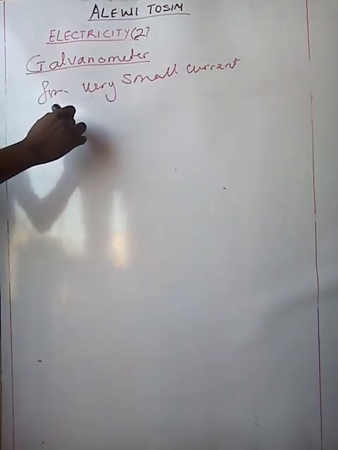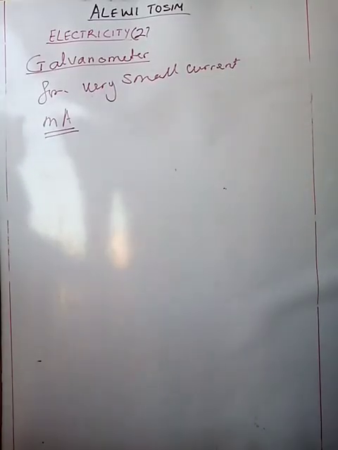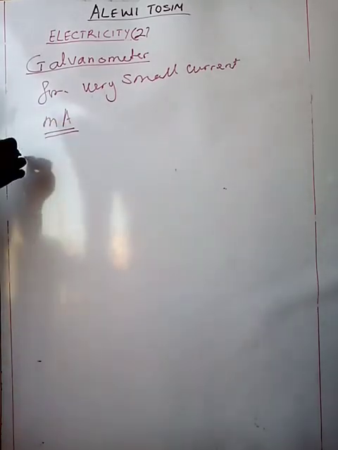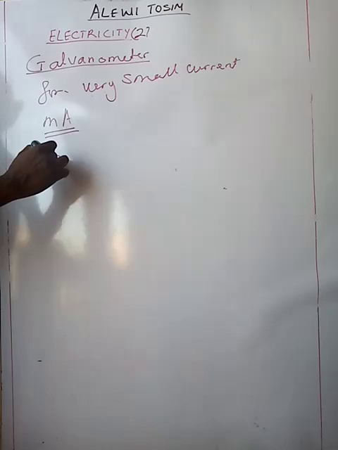Galvanometer measures in milliampere, while the ammeter measures in what? In ampere. The ammeter measures in ampere, while the galvanometer measures in what? Milliampere. Now, let's consider potential difference.